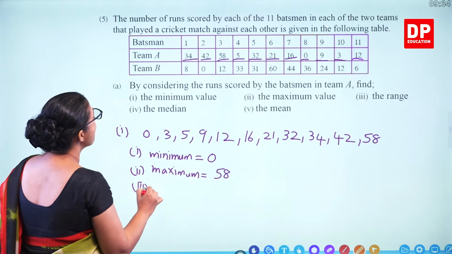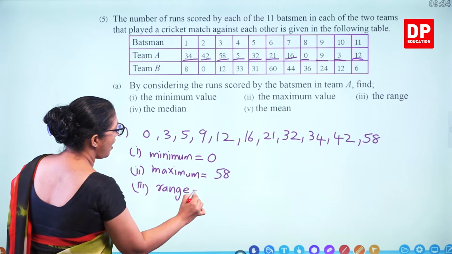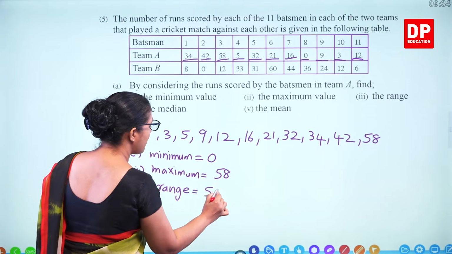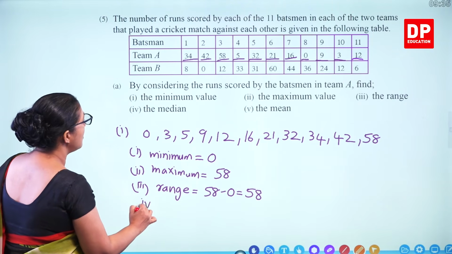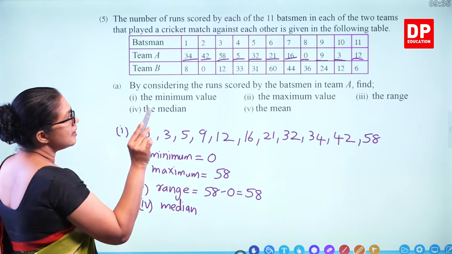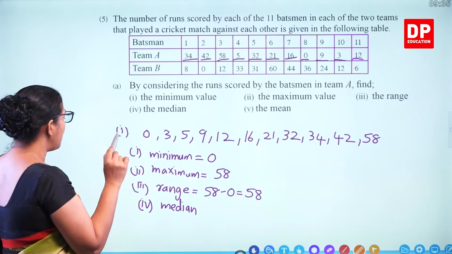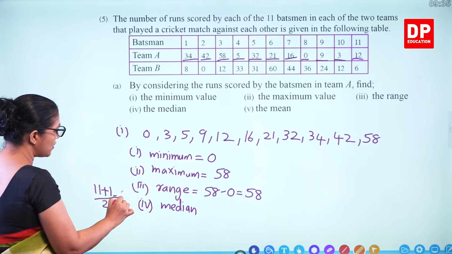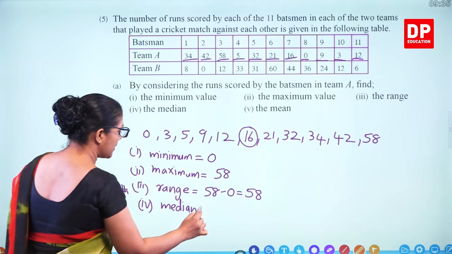Then range. Highest minus lowest. Highest is 58 minus 0. That's 58. Median. Middle number. So this is 11 numbers are there. Odd number means one middle number. 11 plus 1 divide by 2, that means 12 divided by 2, sixth one. 1, 2, 3, 4, 5, 6. That's the middle one. So 16.